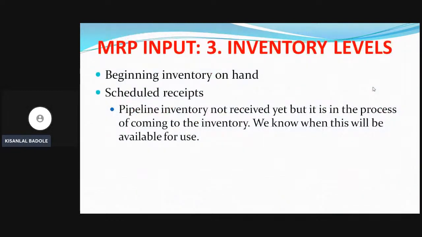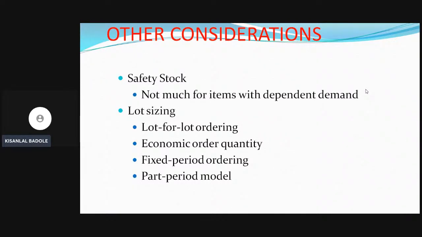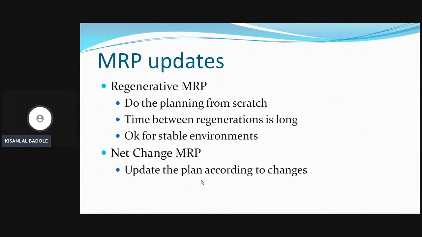This is nothing but inventory levels, beginning materials. Okay, it's nothing but other considerations. It means safety stocks, multiple items or dependent demands, lot sizing, lot for lot ordering, economic order quantity, and fixed period ordering models. These are the particular considerations we are taking in material requirement planning. Material requirement plan update.